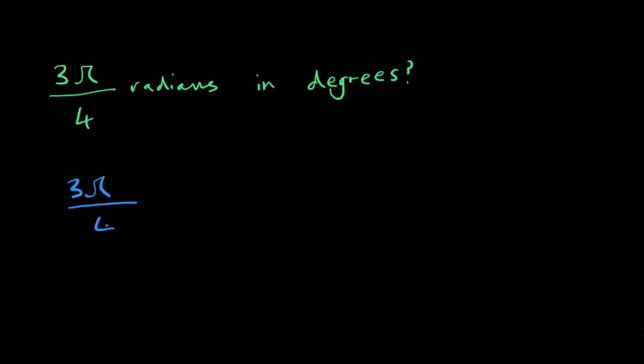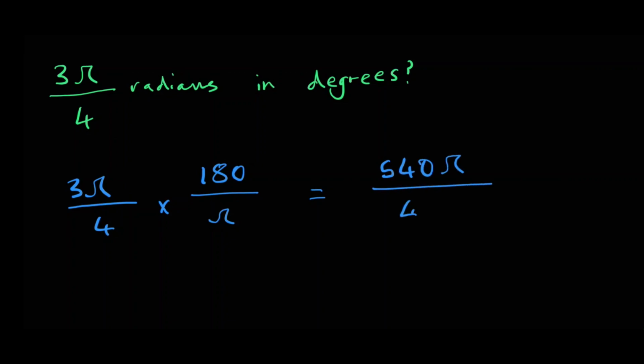Alright, so to convert radians into degrees, you just multiply by 180 over pi. So that's going to equal 540 pi over 4 pi. And then you can cancel out the pi's. And 540 divided by 4 is 135. So it's 135 degrees.